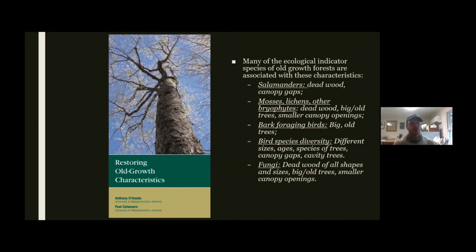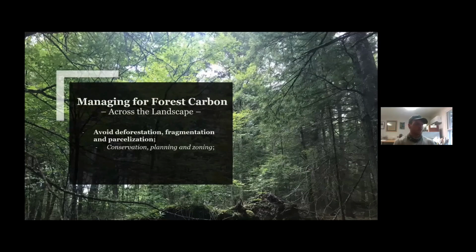We can't make old growth forests, but we can capture many of the benefits of old growth forests and their attendant biodiversity by managing our forests in a slightly different way. So I think, managing our forest carbon across the landscape, a bigger threat to our forests, especially where I am, is forest loss than climate change. Vermont loses 1,500 acres of forest a year, we think, mostly to development.